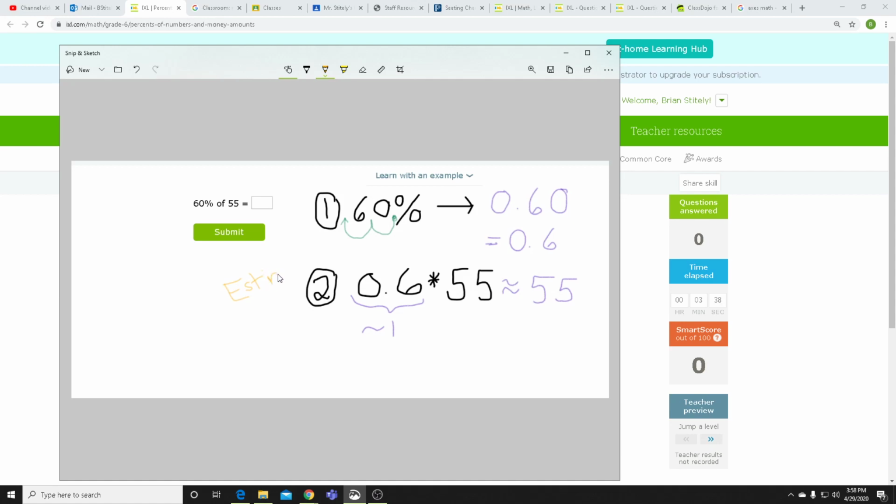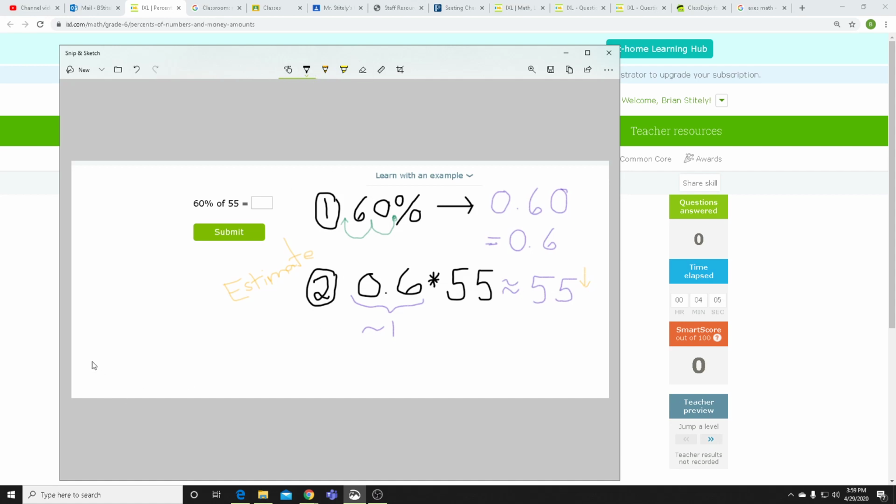Okay, so it's always good to do this because we want to see about what our answer should be. Okay? It helps you check your work much easier. So we said 0.6 times 55 is going to be pretty close to 55. Probably a little less though, because 0.6 is less than 1. So we think it's 55, but a little bit lower.